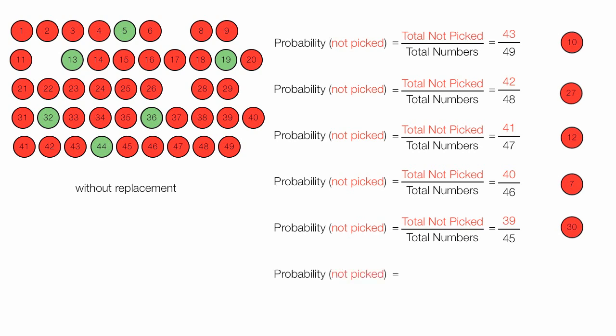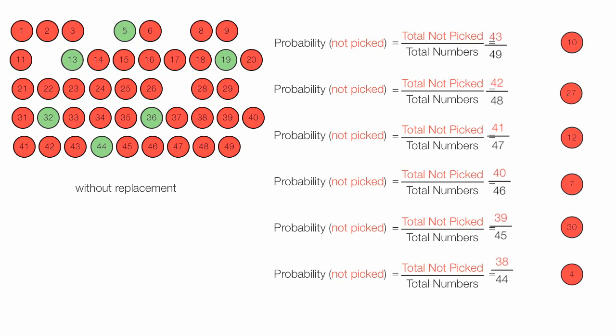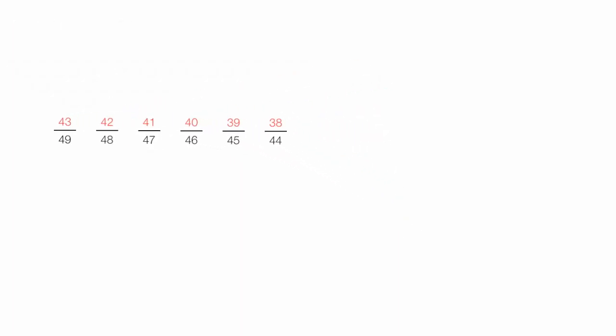So my next one is going to be total left of the red balls out of the total number of balls, and you're probably getting the hang of it by now, 38 out of 44. Now I take all these ratios and I multiply them times each other. So I have 43 out of 49 times 42 out of 48 times, and so on and so forth.